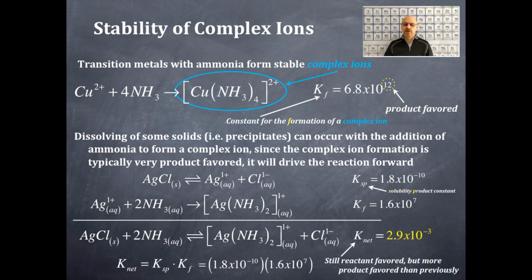Now, I should point out that this is still reactant favored, but it is most certainly more product favored than it was before. Therefore, with the addition of ammonia to a silver chloride precipitate, you're going to draw some of that solid out of the precipitated form and form a complex ion. That will drive the reaction forward a little bit more. It's not as reactant favored, a little bit more product favored than what it was before.